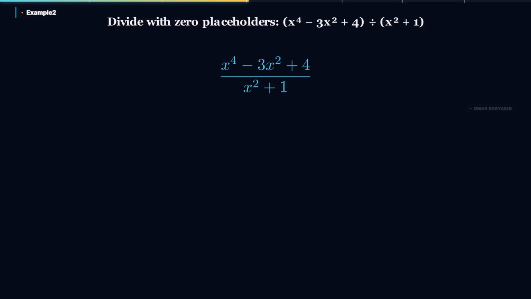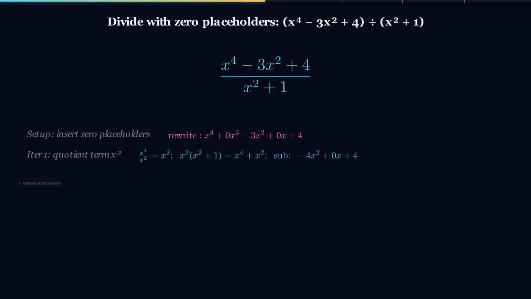Here is a second worked example, this time with missing terms and zero placeholders. Divide the polynomial x to the 4th minus 3x squared plus 4 by the polynomial x squared plus 1. The dividend has missing x cubed and x terms. We will insert 0 placeholders for them before starting. Step 1. Setup. Rewrite the dividend with 0 placeholders: x to the 4th plus 0x cubed minus 3x squared plus 0x plus 4. Now every exponent from 4 down to 0 is represented, ensuring proper column alignment during the long division work.